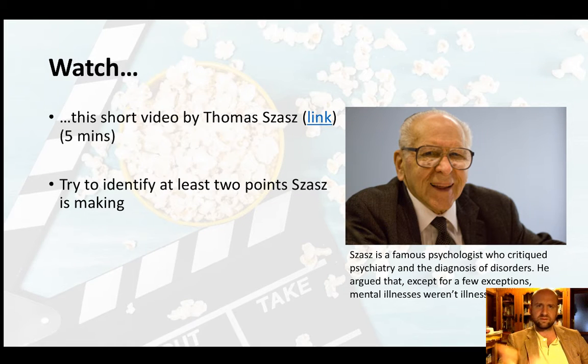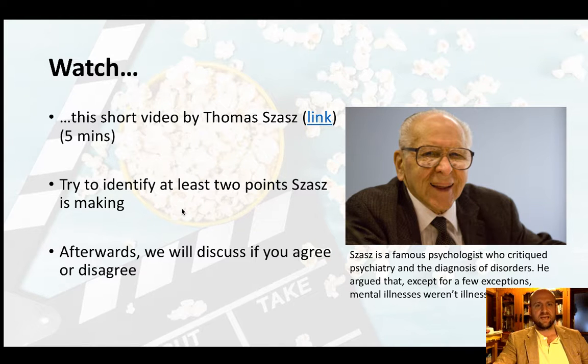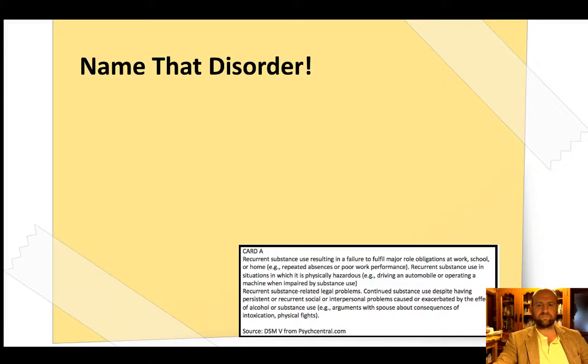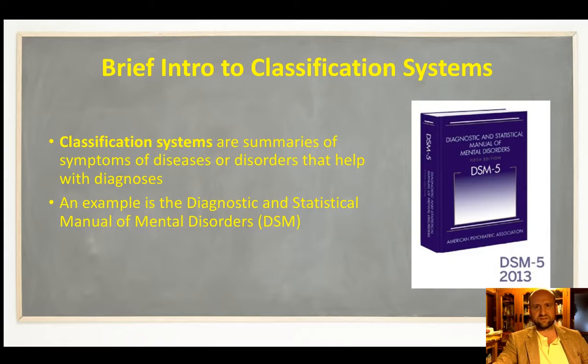And then this is a good video for them to watch. About 5 minutes, and they try and identify at least 2 points that are being made, and then afterwards see if they agree or disagree. He argued that except for a few exceptions, mental illnesses weren't really illnesses as we know them. So you can watch that, and then it's a good hook. Then a bit of chalk and talk about introducing classification systems.